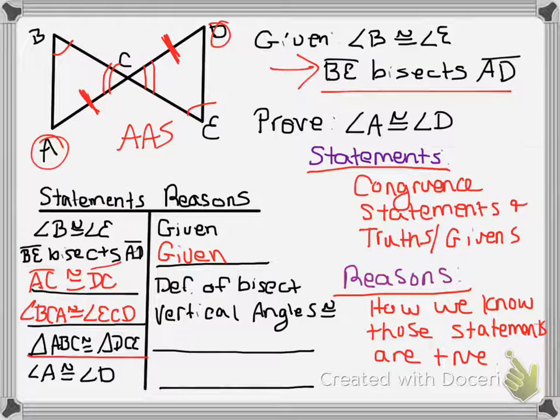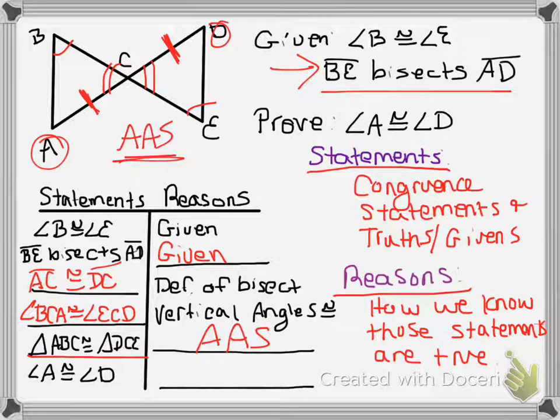Now I know that when I'm proving triangles congruent, I gotta use a postulate. Side, side, side, side, angle, side, whatever. I already figured this one out. I noted it at the beginning, so that must be angle, angle, side. Now, they asked me to prove angle A is congruent to angle D. Well, if I know that the two triangles are congruent, then I know that since angle A and angle D are corresponding, they have to be congruent.